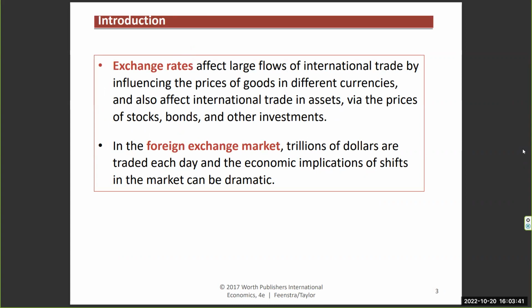So first of all, the exchange rate affects large flows of international trade by influencing the relative price of goods in different currencies, and also affects international trade in assets. This is due to the fact that, first of all, we know from our IS-LM model that we do have some exportation and importation. You covered the international trade course, so you know that there is an exchange of goods and there is a relative price, and to know how much you need to pay, you need to express something in the same currency terms.